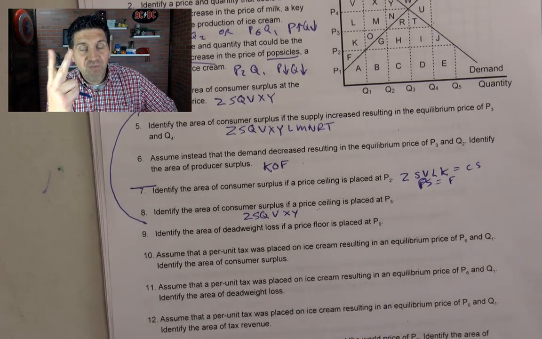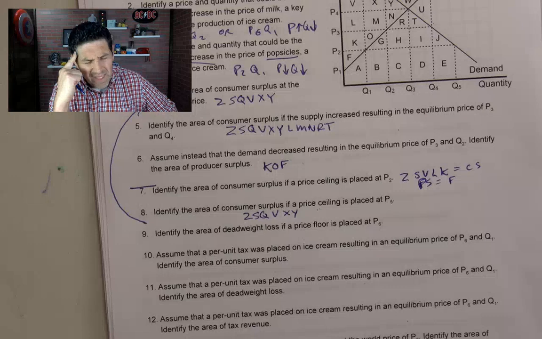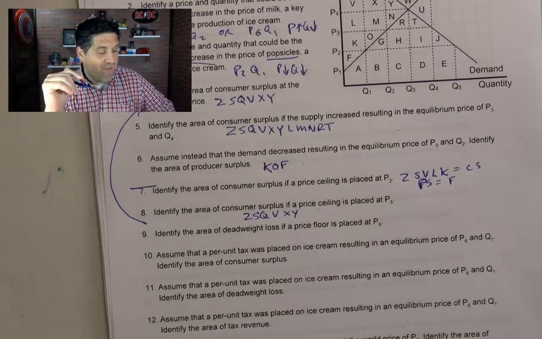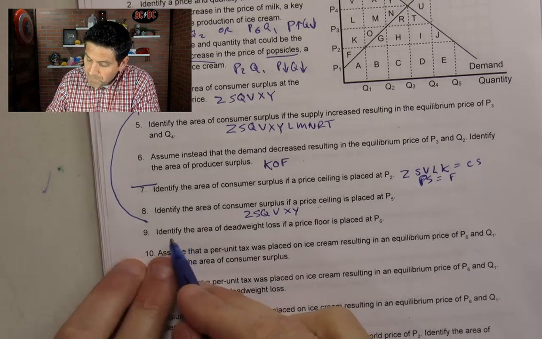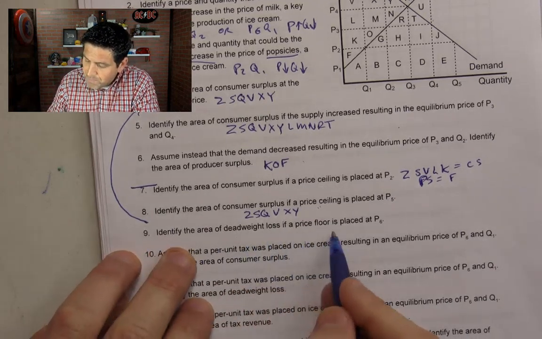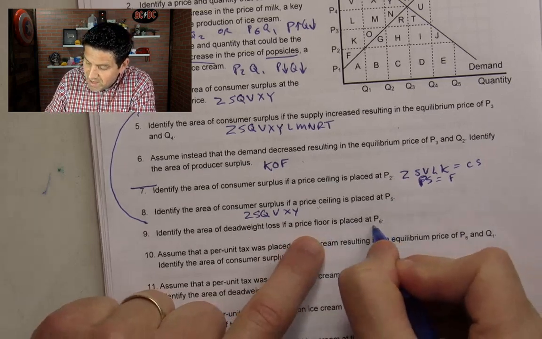Whenever you see a ceiling or floor on your test, the first question should be, is it binding? Does it have an effect? A ceiling has to be below, a floor must be above. All right, here we go. Identify the area of deadweight loss if a price floor is placed at P6.